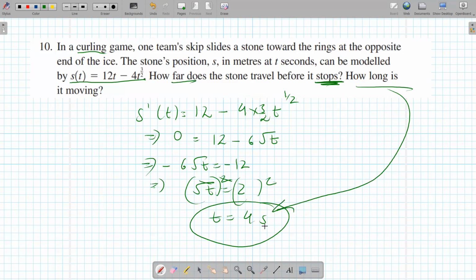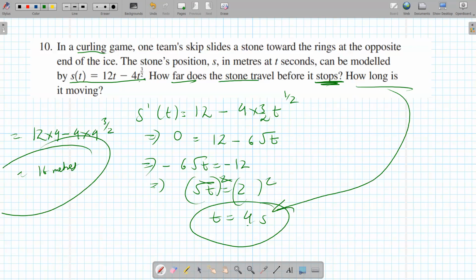How far does it travel? We want to plug 4 back in here. So 12 times 4 minus 4 times 4 to the 3/2. So 48 minus 4 times 4 to the power of 3 divided by 2, which is 16 meters. So it travels 16 meters and it's moving for 4 seconds.